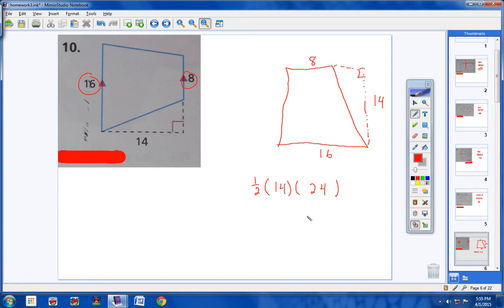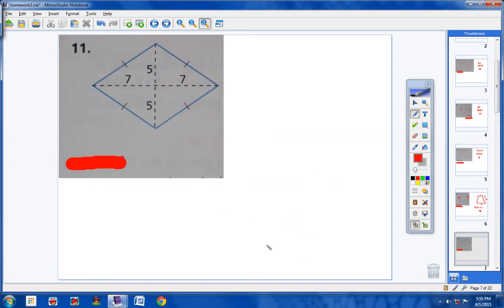Let's see what that would be. I believe I did it quickly in my head. If I'm wrong, I'm wrong. Let's see if that's right. 168. Yeah, that's right. So the answer is 168 square units. Moving on to number 11.